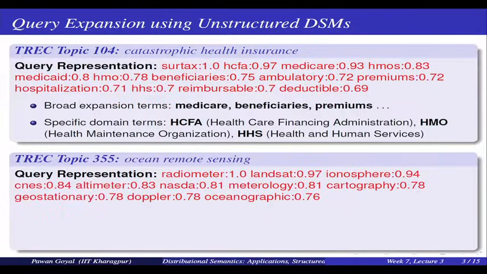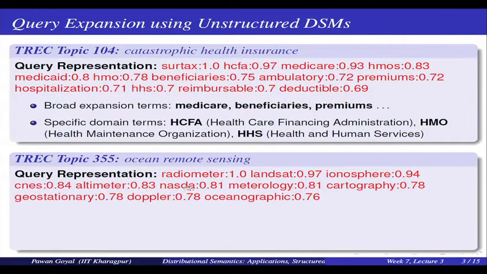Okay, so let's take another example. So I am showing here some TREC topics. TREC is the Text Retrieval Conference. So they organize various competitions for information retrieval. So these are actual queries from the TREC data. So you have a query like ocean remote sensing, and when you use this method, you can find some other terms like radiometer, Landsat, ionosphere, CNES, altimeter, NASDA, meteorology, and so on.